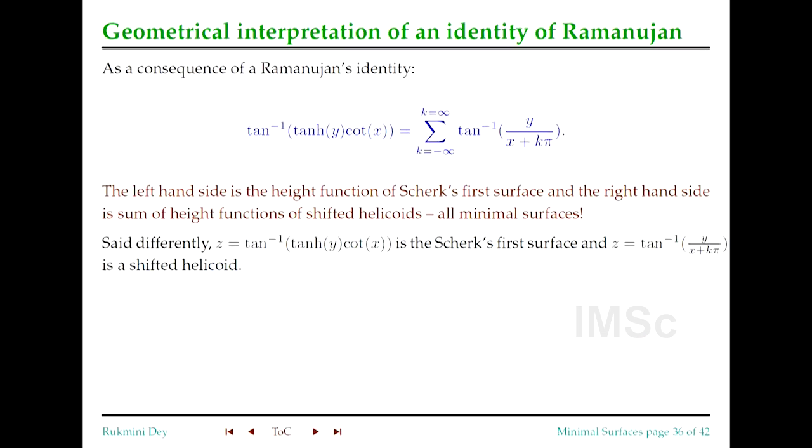The height function is tan inverse of tanh y cot x, which is Scherk's first surface, and tan inverse of y by x, you already know, is a helicoid, and these are just shifted by k pi. So I have shifted an array of helicoids and added the height functions, okay, and I got a minimal surface, which is not to be expected at all from a very nonlinear complicated equation, right?